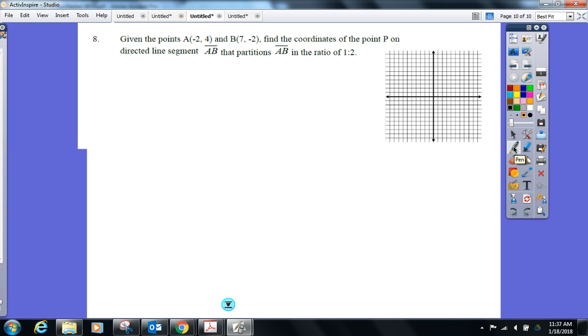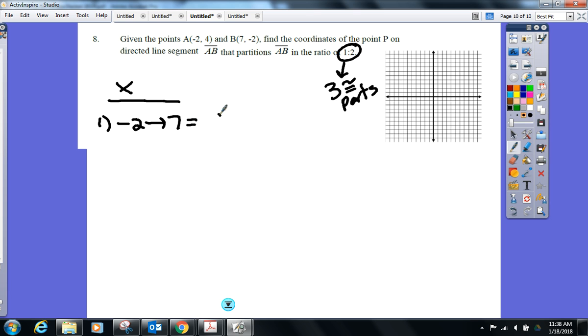Okay, it partitions it into a ratio of 1 to 2, which means you're going to cut that line segment into how many congruent parts? 3 congruent parts. All right, so let me start with the x coordinates of A and B. It goes from -2 to 7. That's a total of 9 units. And you have to divide it up evenly, 3 equal parts, right? So I'm going to take that 9 units, divide it up into 3 equal parts, and that'll give me 3 units every time. But I need the point that's 1 to 2. So I'm only going to have to go 3 units.